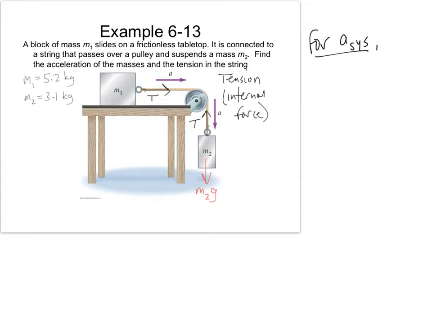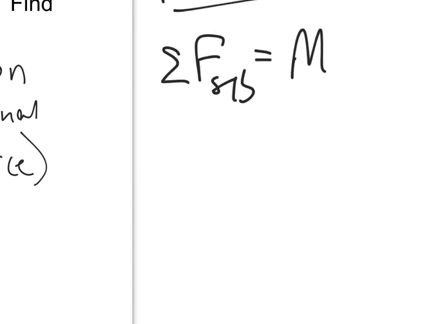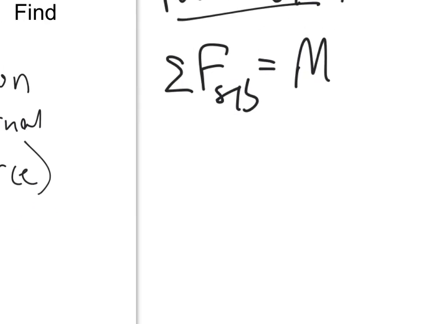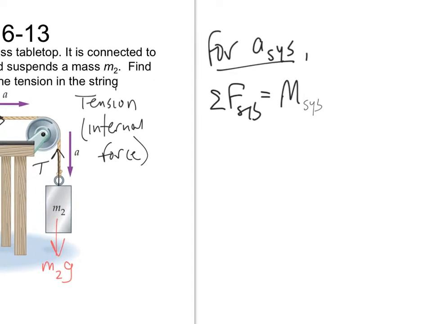Okay, we can say that the net force on the system equals the mass of the system. Now that's a capital M right there, so that means mass of the system, times the acceleration of the system, right? Acceleration of the system.